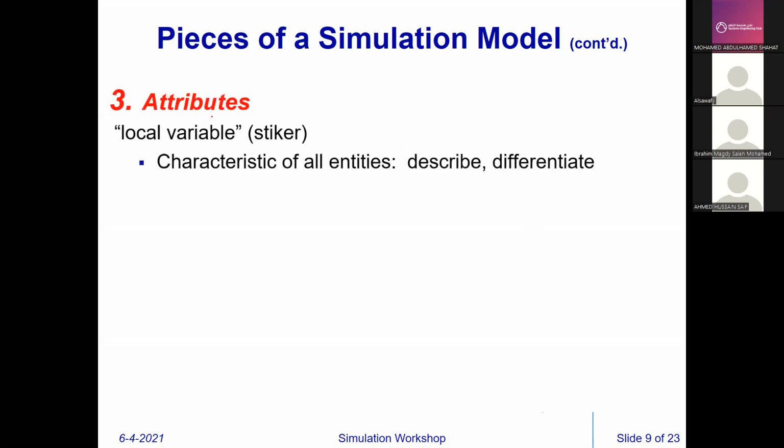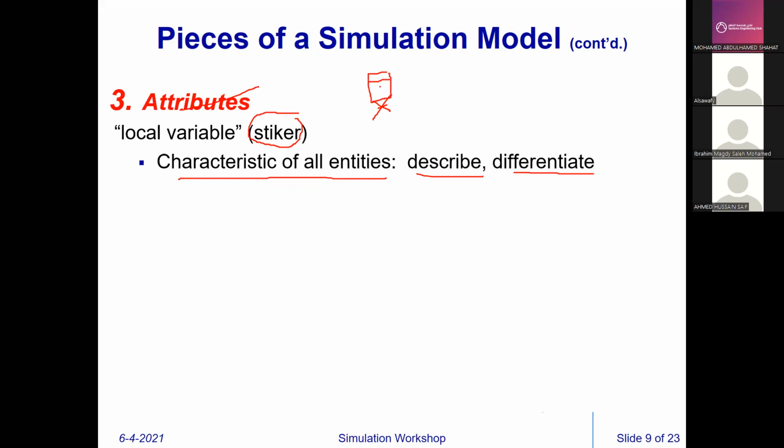Okay. Another thing is called attributes. What's the meaning of attributes? It is a local variable, or we call it a sticker. You know the meaning of sticker, okay? And this sticker is used for entities. So just to give a property for the entity, or some characteristic or description of the entity, or to differentiate entities. In our bank example, we could put stickers on all customers to distinguish between VIP and regular customers. So whenever I receive an entity, I'll just attach a certain sticker on that entity.